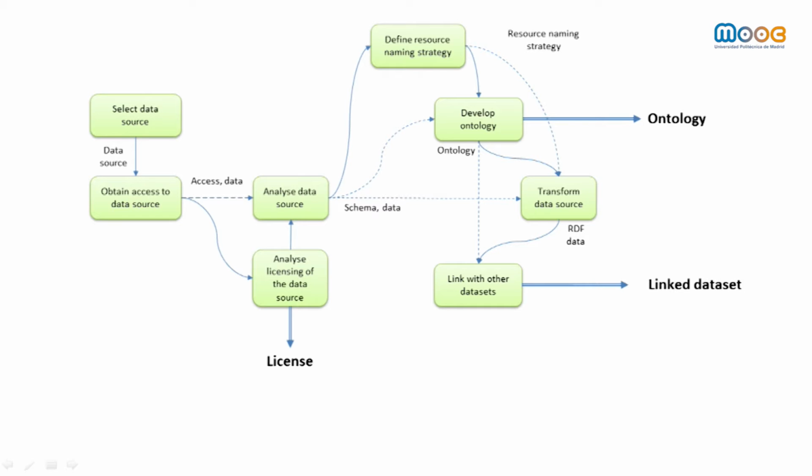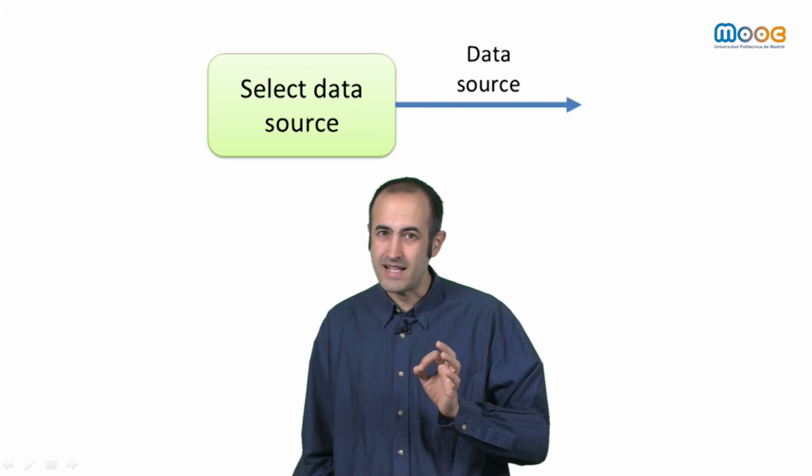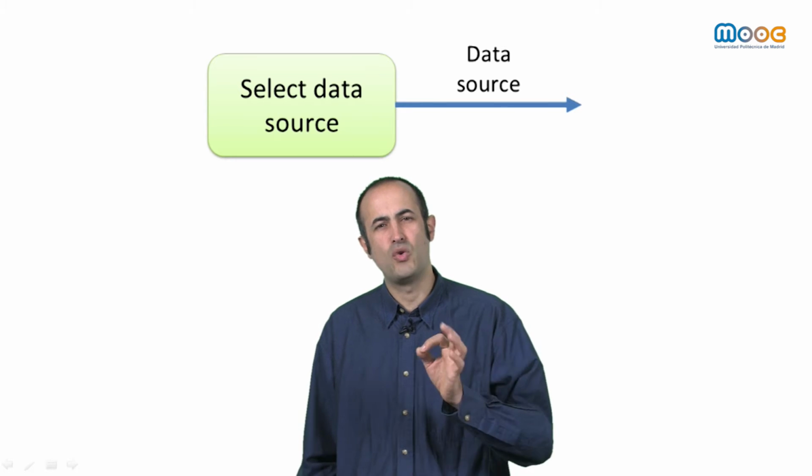In this video, we are going to describe the first task of the linked data generation process, which has the goal of preparing and analyzing the data that we want to transform into linked data. In particular, we are going to take a look into the first 4 tasks of our process. In the first task, we will select the data source that we will transform into linked data.